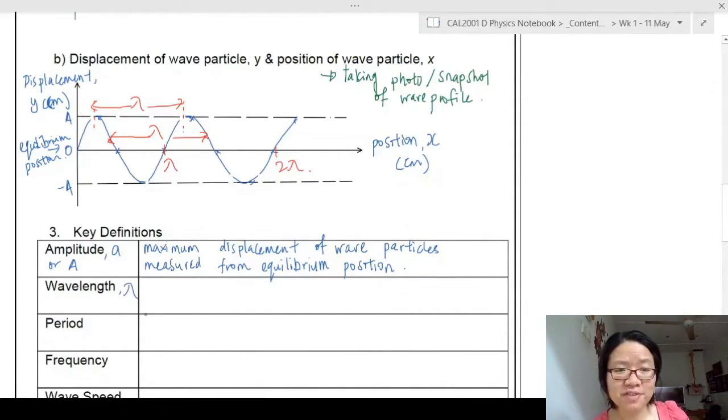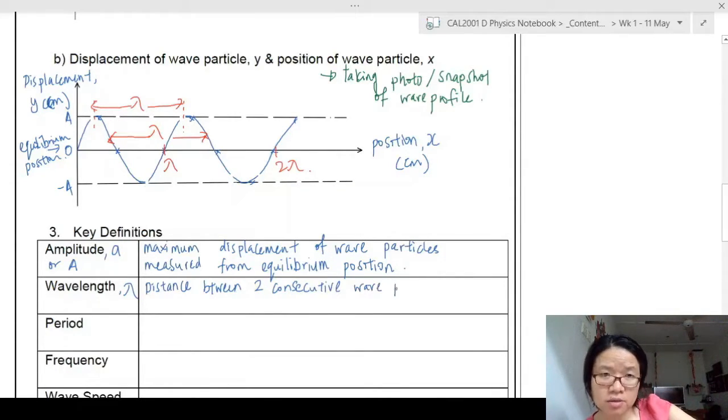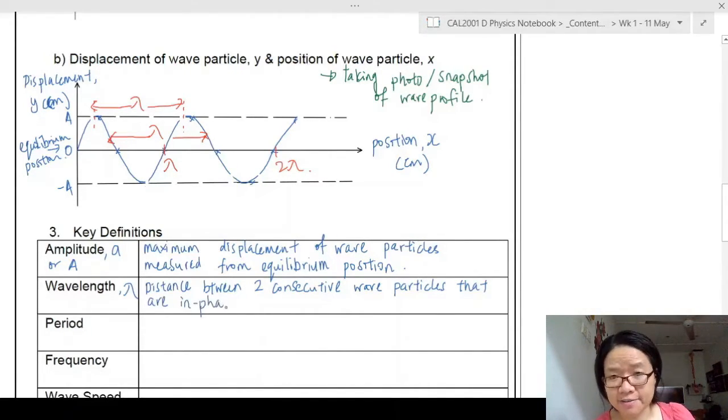All right. Wavelength is known as lambda. Okay. So as you can see, it's the length of one complete cycle. But because it is a length, we are going to define it as distance. It is the distance between two consecutive, remember, we take the next one, not the one after the next one, two consecutive wave particles that are in phase.